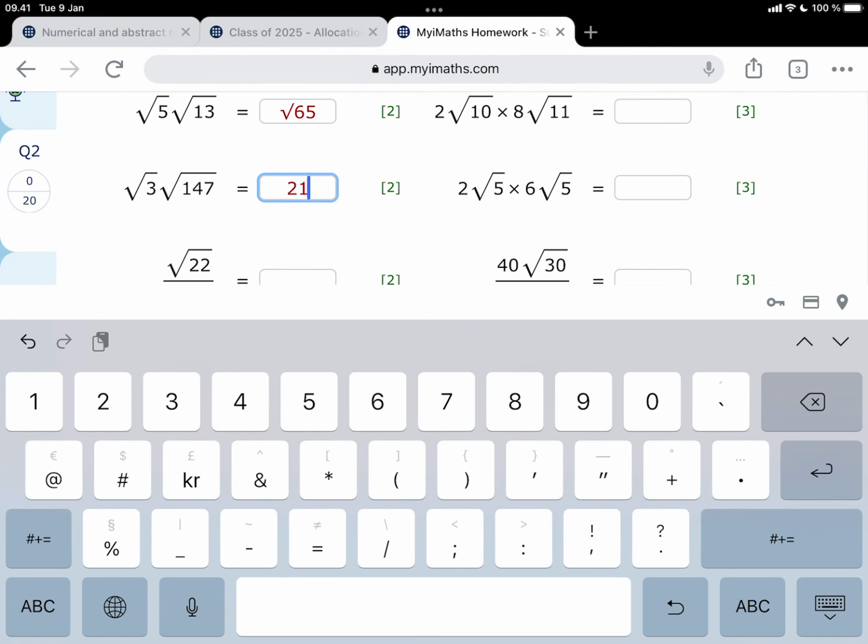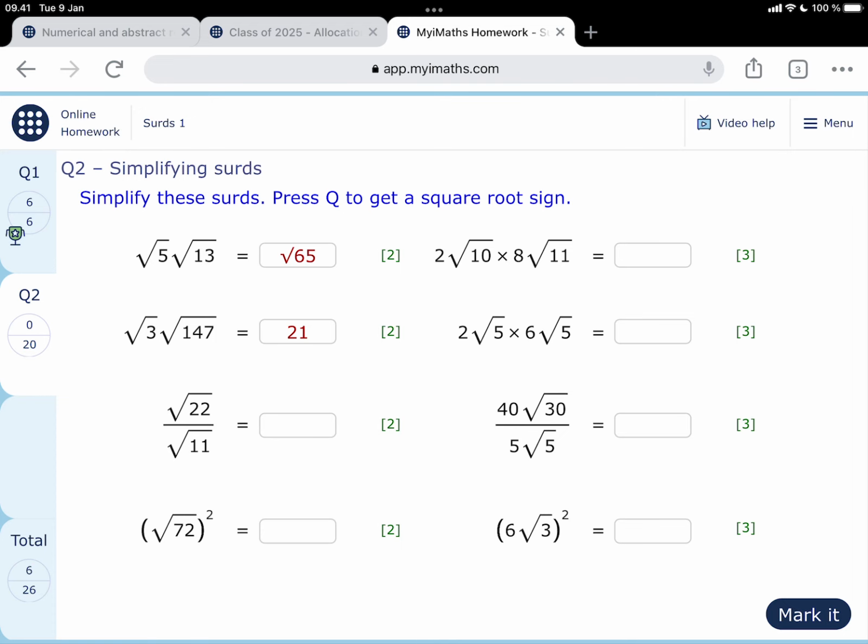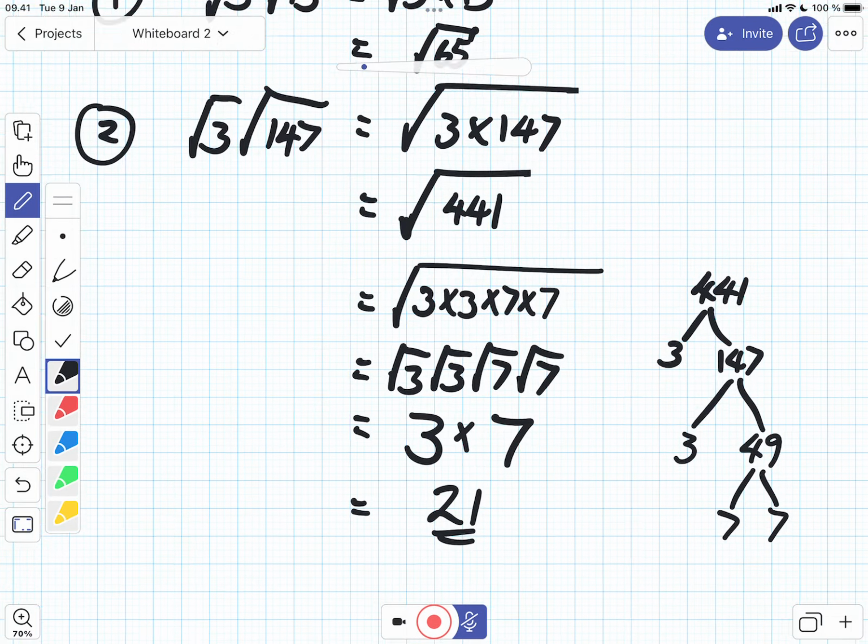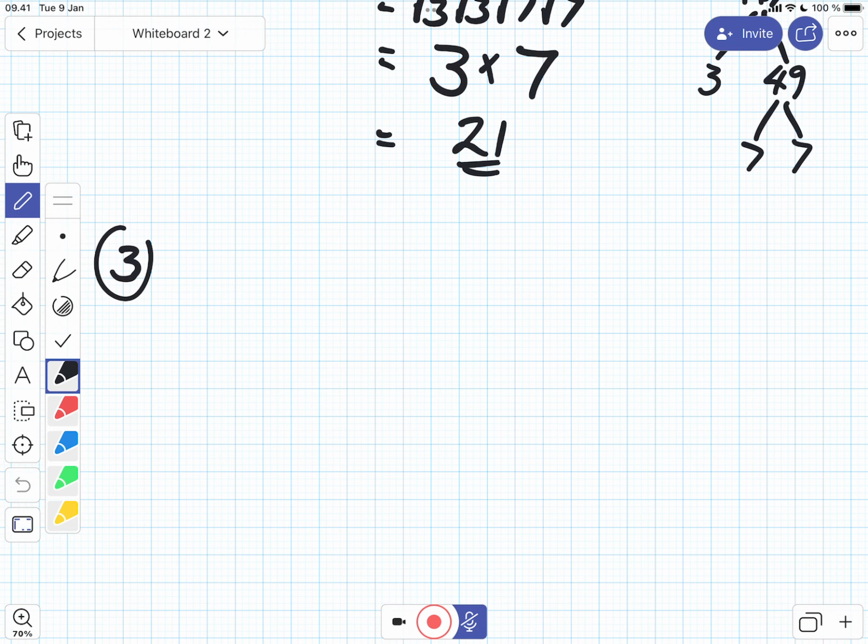Okay, next one. Square root of 22 divided by the square root of 11. That's fairly straightforward. I'll call that question 3. Square root of 22 divided by the square root of 11 is just the square root of 22 divided by 11. 22 divided by 11 is 2, so that's the same as the square root of 2. Back to this one, and that's the square root of 2. How do I type that in? Square root of 2, and that's that one done.